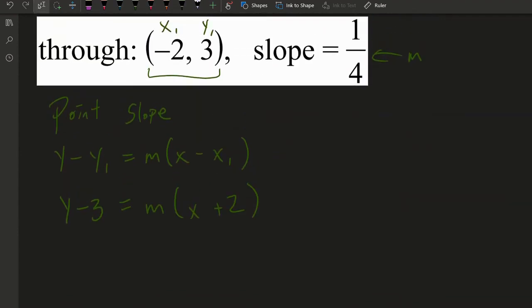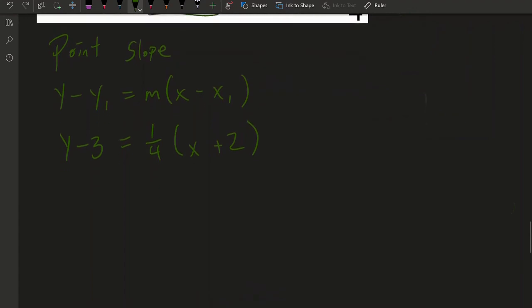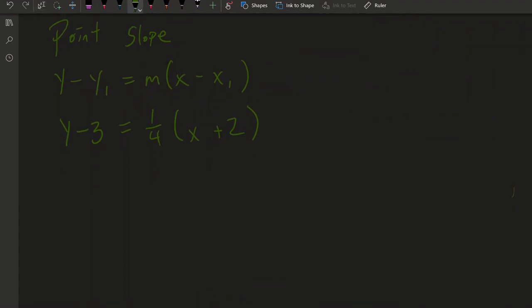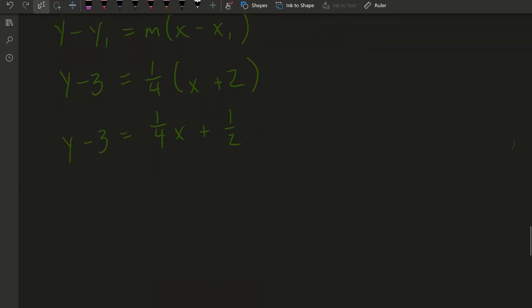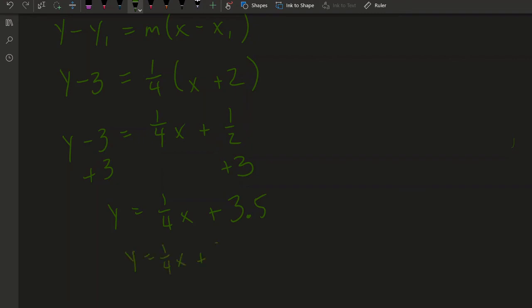Oops, sorry. The slope of this is 1/4. So instead of m, I would put 1/4. Okay, so now, simplifying this, that would be 1/4 x plus 1/4 times 2 is 1/2. y minus 3 is equal to 1/4 x plus 1/2. I want to get the y by itself. So y equals 1/4 x plus 1/2 plus 3. I'm just going to reduce that to 3.5. Or if you want to stay in fractions, this would be 6/2. So it'd be y equals 1/4 x plus 7/2.